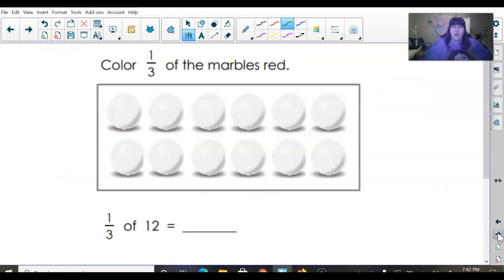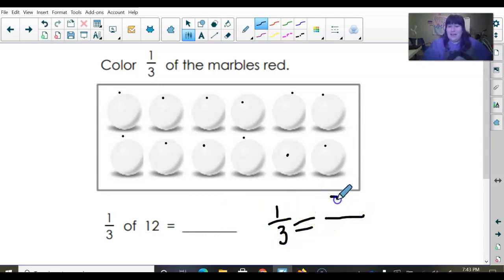Okay. All right. This says color 1/3 of the marbles red. There are 1, 2, 3, 4, 5, 6, 7, 8, 9, 10, 11, 12 total. So if we need to color 1/3 of the marbles red, we need to know what is 1/3 of 12. Or 1/3 is the same as how many out of 12?